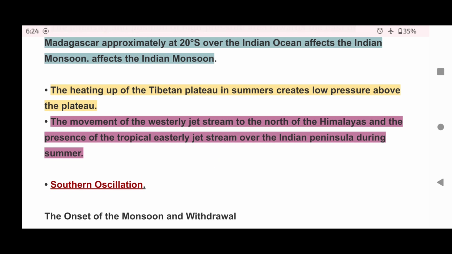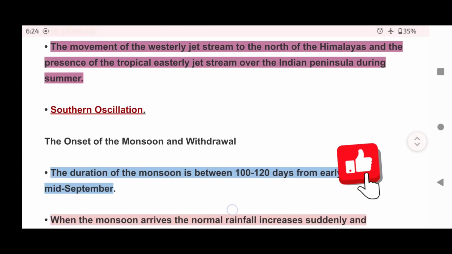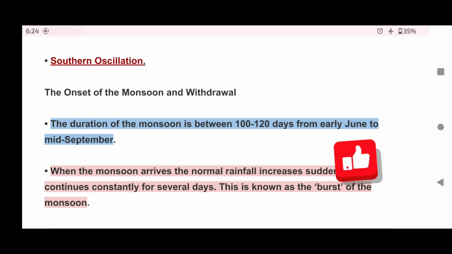The heating up of the Tibetan Plateau in summers creates low pressure above the plateau. The movement of the westerly jet stream to the north of the Himalayas and the presence of tropical easterly jet stream over the Indian peninsula during the summer. Southern oscillation. The onset of the monsoon and withdrawal.